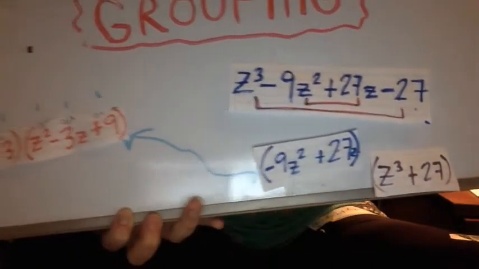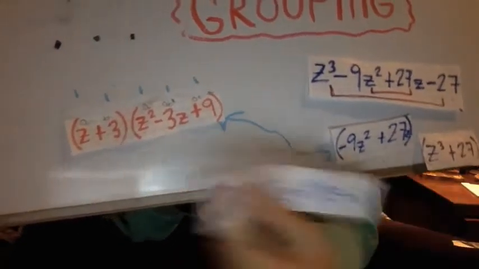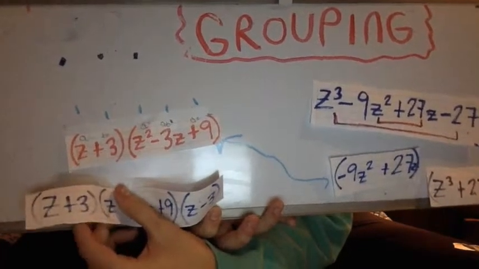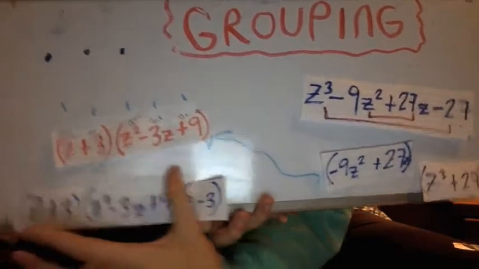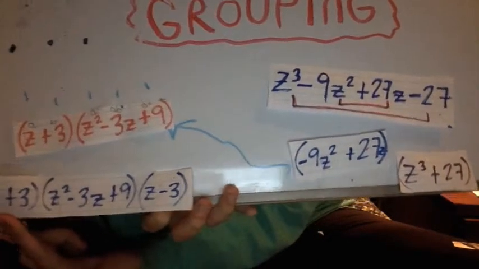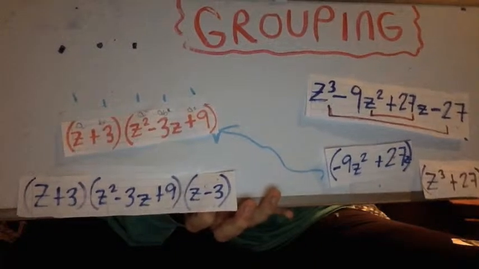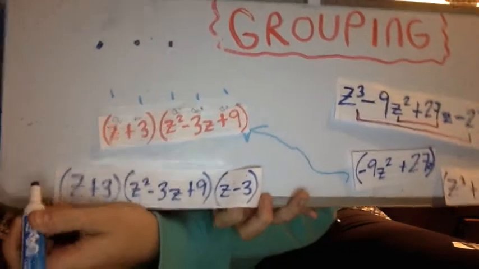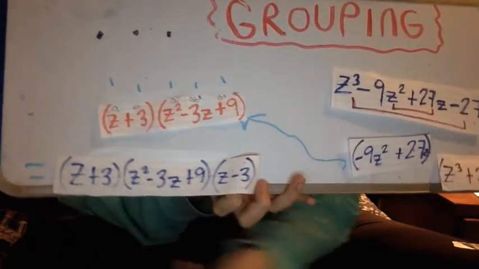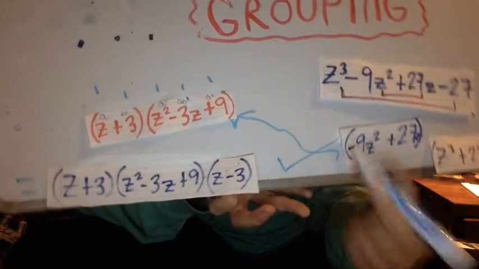Now we have to factor the other one, and we will end up with c plus 3, parentheses c squared minus 3c plus 9, parentheses, open parentheses c minus 3 close parentheses.